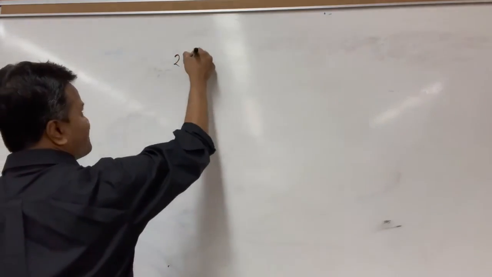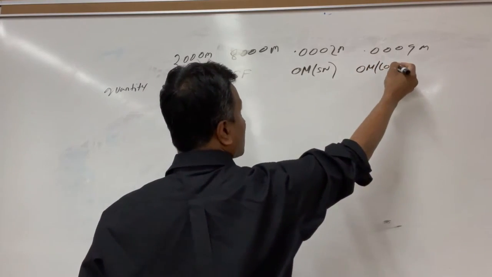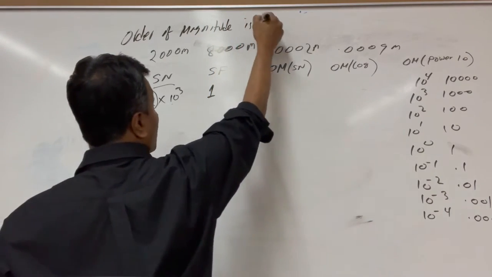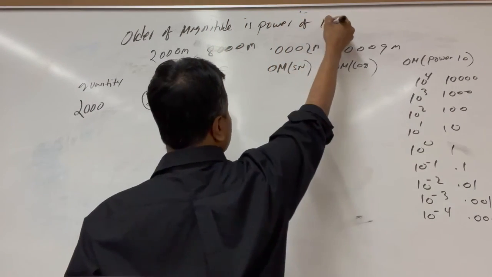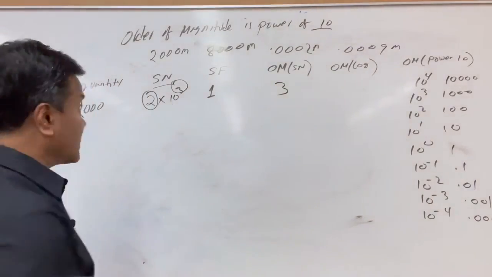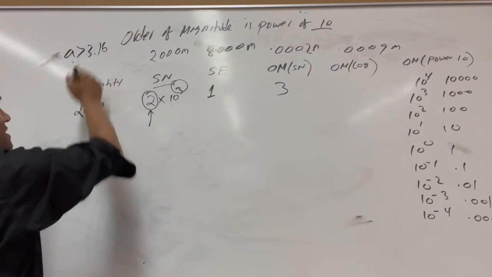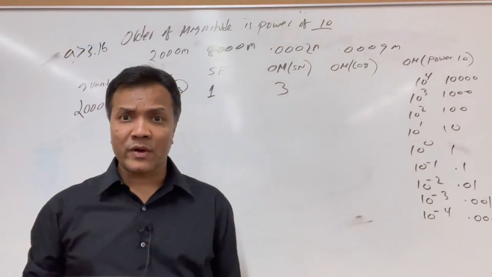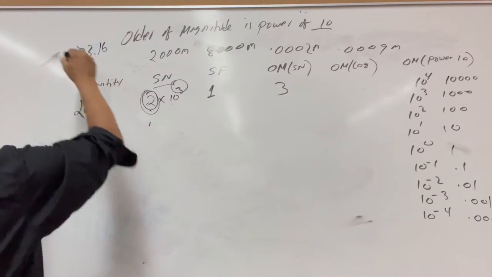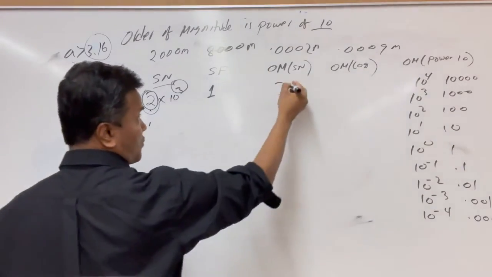Let's take 2000. We're going to do it a few ways. First, order of magnitude by power of 10. The order of magnitude is the power of 10. So what is the power of 10 here? 3. Order of magnitude is 3. However, if the coefficient, the a, is bigger than 3.16, then you have to add 1 to the power of 10. In this case, is 2 bigger than 3.16? No, so we're not going to add anything to the 3.